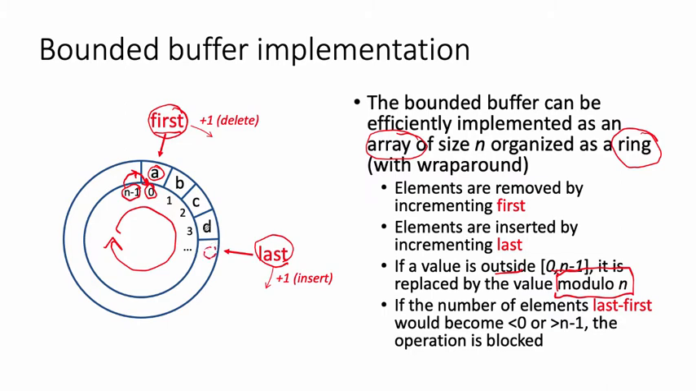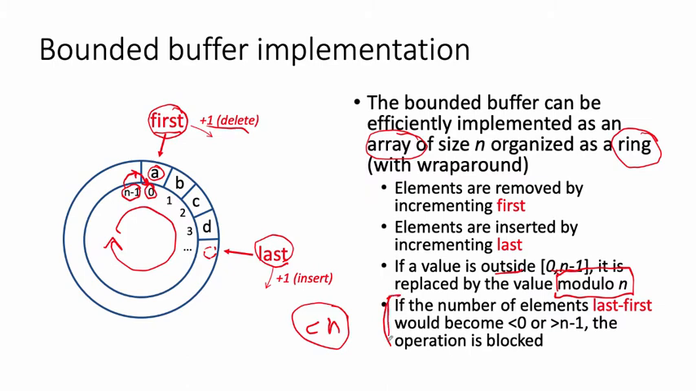You can see that when we take an element out, we increment first, it moves around. When we put an element in, we increment last. So first and last are moving around, like they're chasing each other round and round. As long as the number of elements is less than n, everything is fine. Because if there are too many elements, the last will go around and hit the first on the other side, okay? And then we're full and we cannot put in any more.